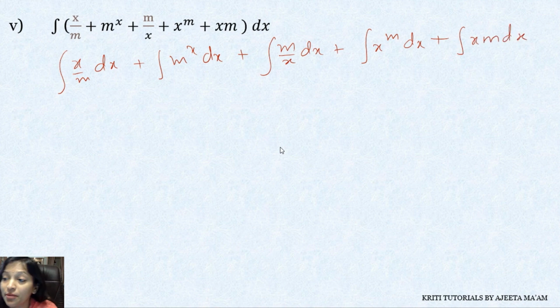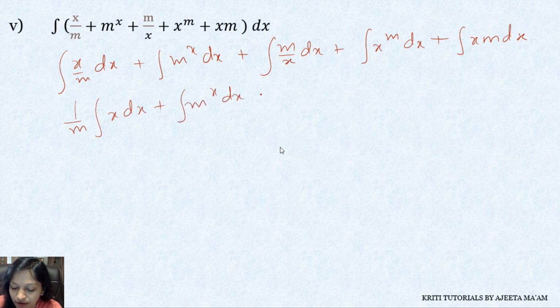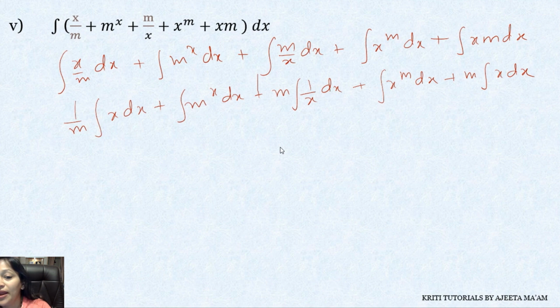Right? Now here remember very important thing, x is a variable, m is a constant. So we can take 1 upon m outside, x dx plus m raised to x. Direct formula we can apply. We will write it later. Now here we can take m outside and 1 upon x dx. Here we can use the power rule to integrate it. And here again we take m outside and the integral of x. Right? So these are the possible expressions with the constant and a variable.